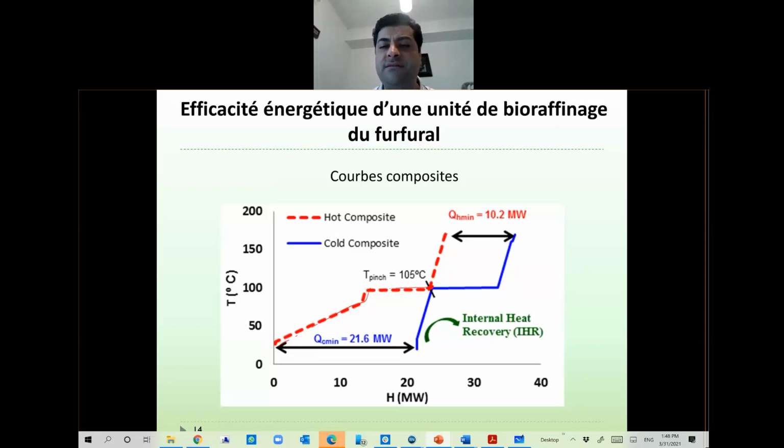But this is just to show you that if you completely pinch your composite curves, this is the minimum heat that you need from the utility heaters to heat up your remaining cold streams, and this is the minimum cooling utility that you need to cool down your remaining hot streams. Okay, this is the minimum that you want. But of course, there has to be an optimization tool to find what the delta T minimum is here.